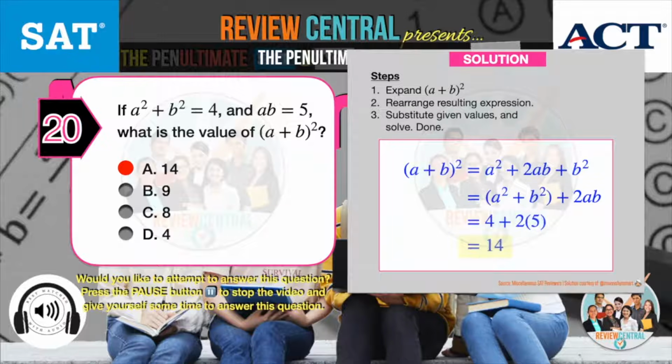A squared plus b squared is already given as 4, and ab is also already given as 5, so we just substitute these into our expression. 4 plus 2 times 5 equals 14. Ridiculously simple and very quick to solve, right?